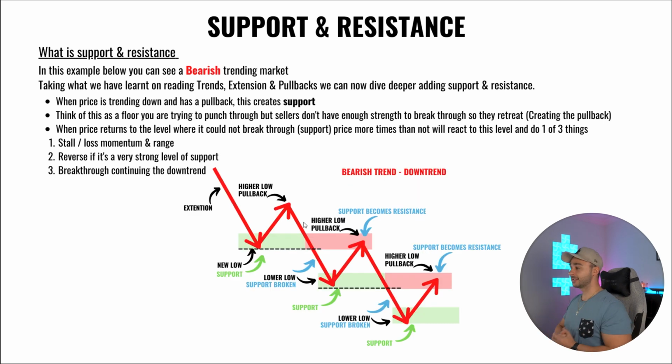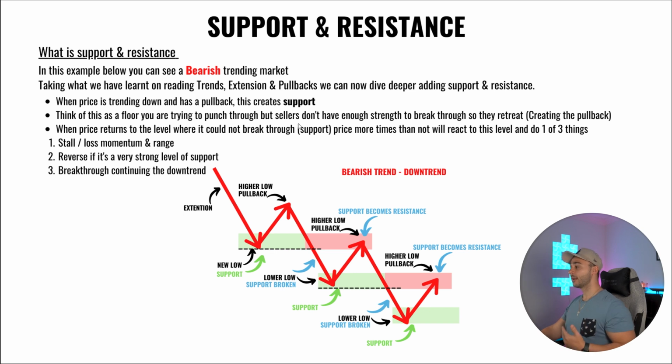This is just a bullish example, so I'm going to run through a bearish one as well. In this example below, you can see a bearish trending market, which means the market is trending downwards. Taking what we have learned on reading trends, extensions, and pullbacks, we can see that when price is trending down and has a pullback, this now creates support, not resistance. So once again, think of support as a floor.